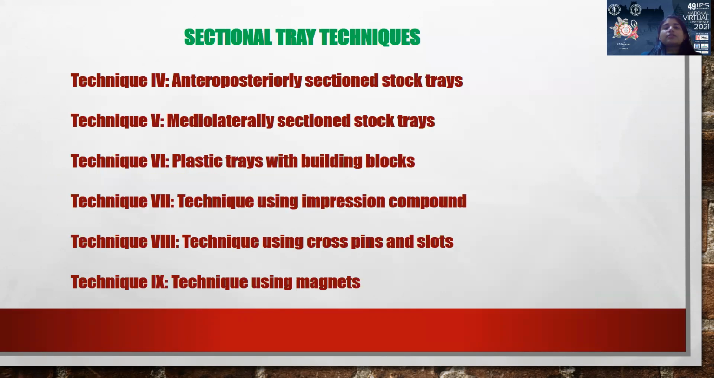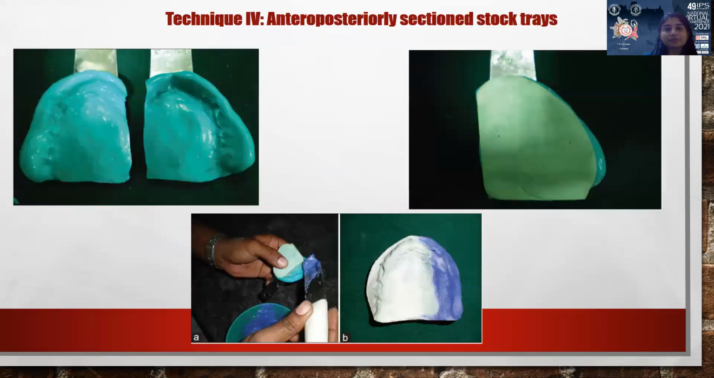Then after flexible tray techniques, sectional tray techniques. There are 6 techniques under the sectional tray techniques: anteroposteriorly sectioned stock trays, mediolaterally sectioned stock trays, plastic trays with building blocks, technique using impression compound, technique using cross pins and slots, then technique using magnets.